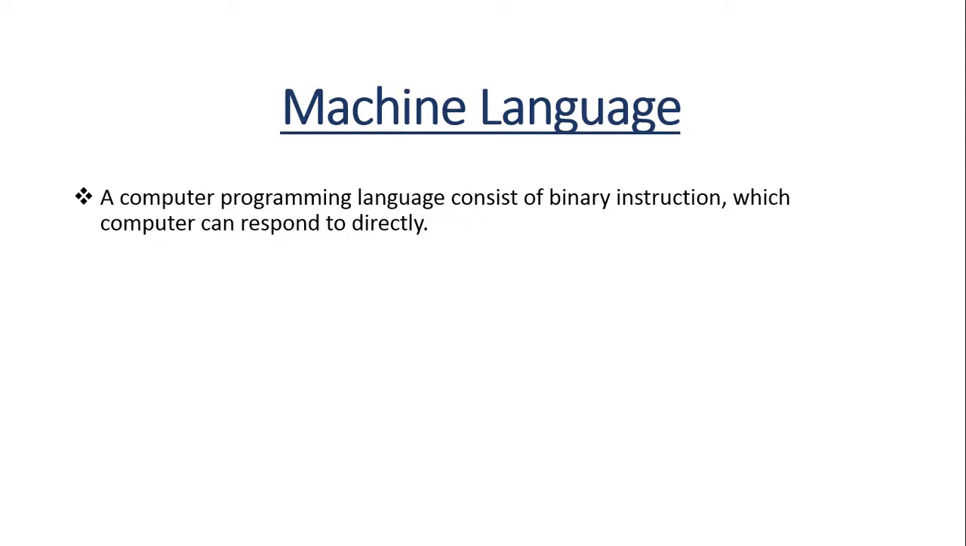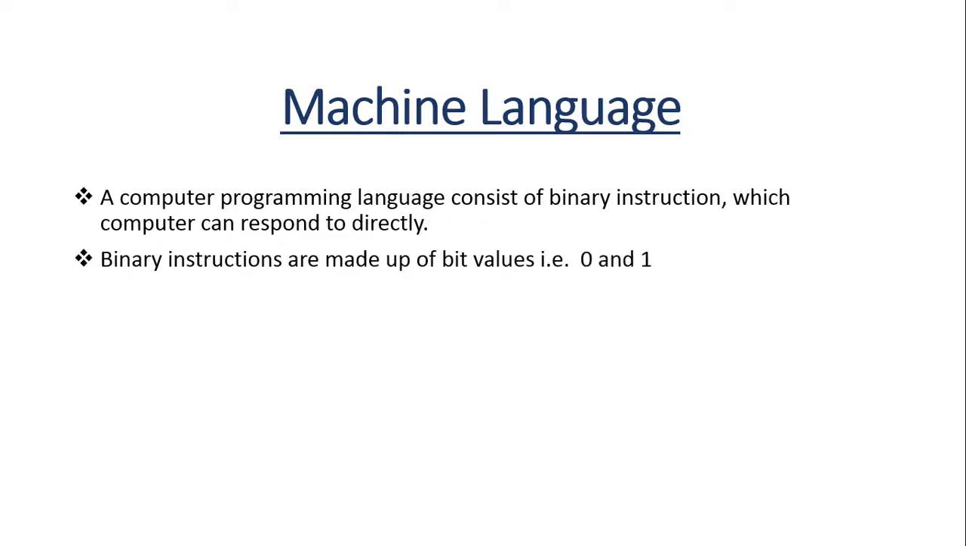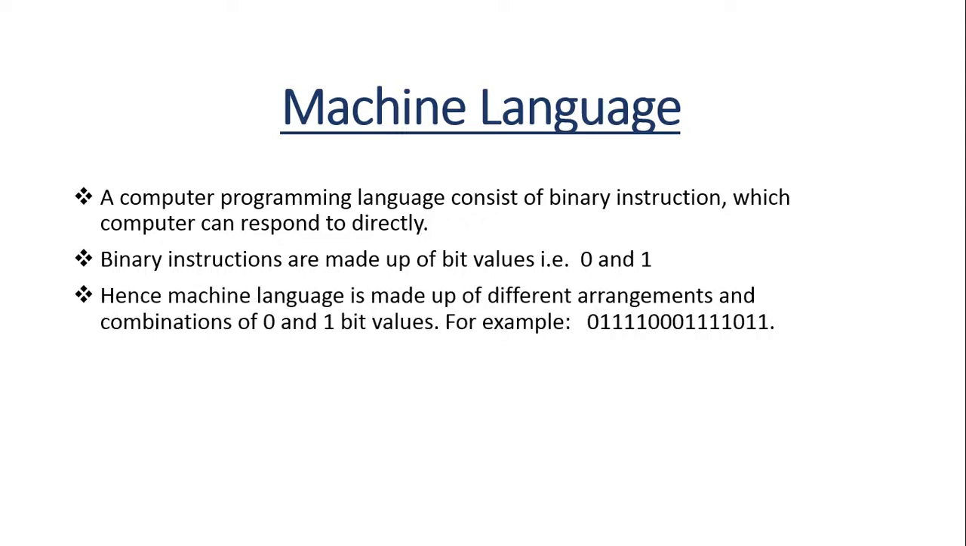We give the instructions in a binary form, but we cannot directly give these instructions in the binary form to a computer. Binary instructions are made up of bit values. Like in the English language, sentences are made up of words, and those words are made up of these 26 characters. In machine language, the binary instruction is made up of bit values, not characters. These bit values are only two: one is 0 and another is 1. By the combination of these 0 and 1, the whole machine language is made.